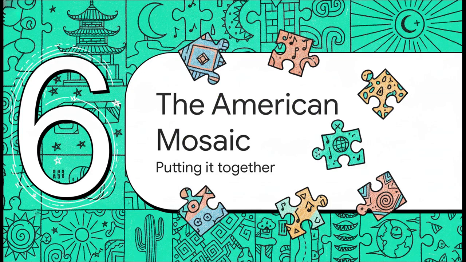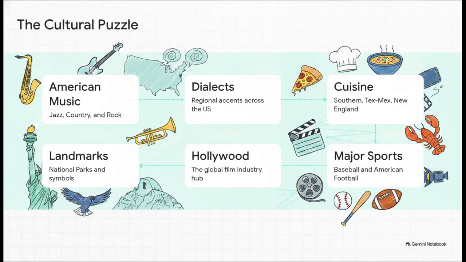Finally, let's hit Section 6, the American Mosaic. This right here is the roadmap for the rest of our journey. As we move beyond this first session, we're going to piece together this American mosaic step by step. We're going to explore jazz and American music, dive deep into regional dialects and accents, and taste some incredibly diverse cuisines, from Southern comfort food to Tex-Mex. We'll analyze the cultural impact of major sports like baseball and the Super Bowl, unpack Hollywood's global reach, and finally, tour historic landmarks and national parks.